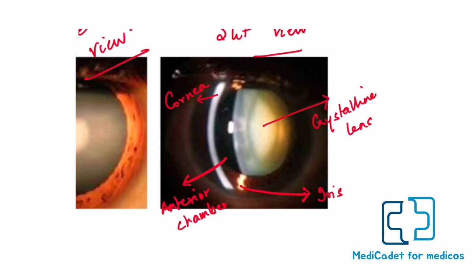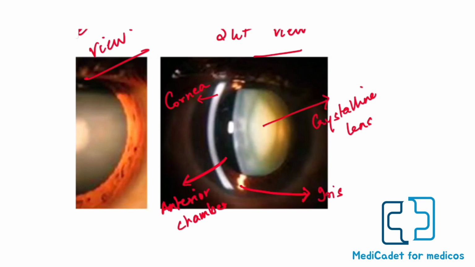Now when I get this kind of cross sectional view, I will be able to see if there is a pathology in any of these structures. Suppose there is a corneal opacity, I will be able to pick up that corneal opacity, the location, the depth. Similarly, if there is a lens opacity, cataract, I will be able to pick it up. If there are cells in the anterior chamber, I will be able to pick it up.